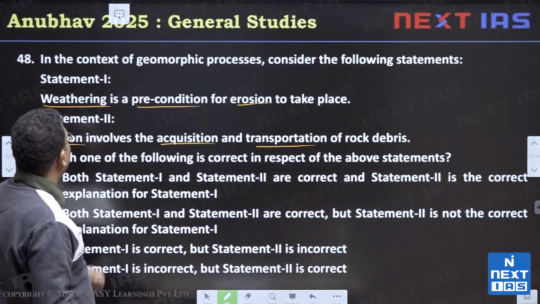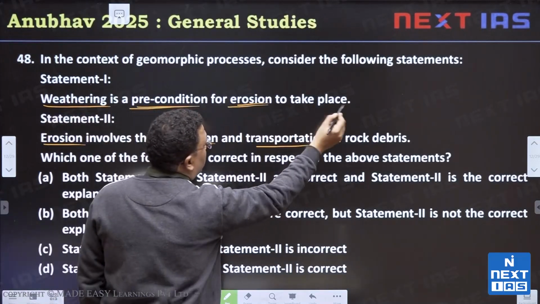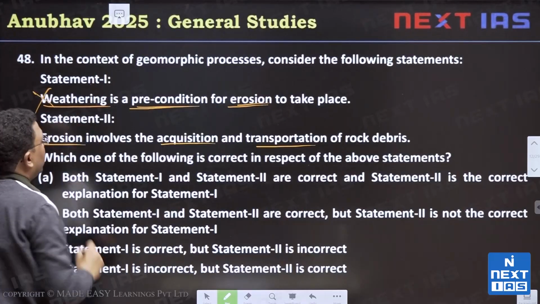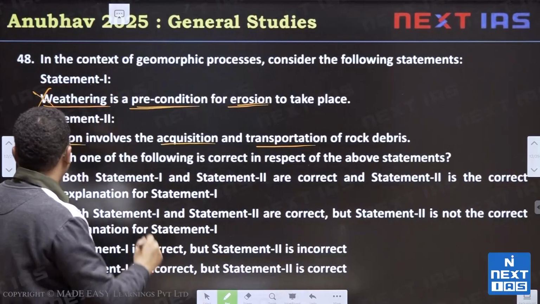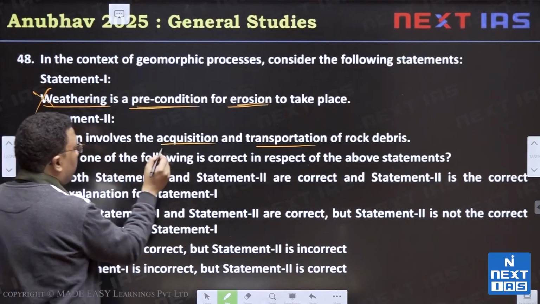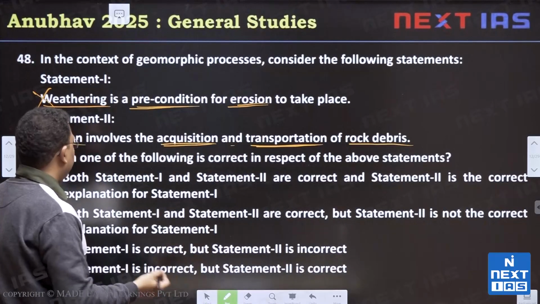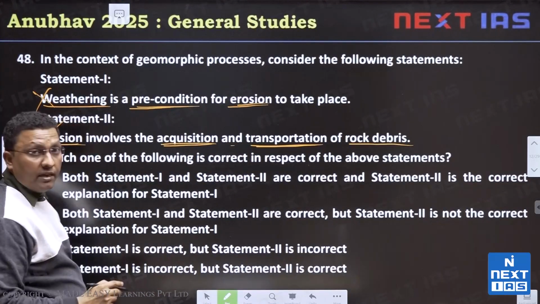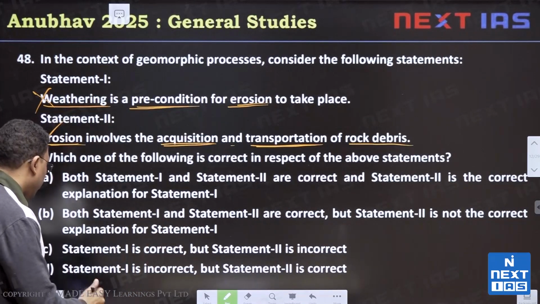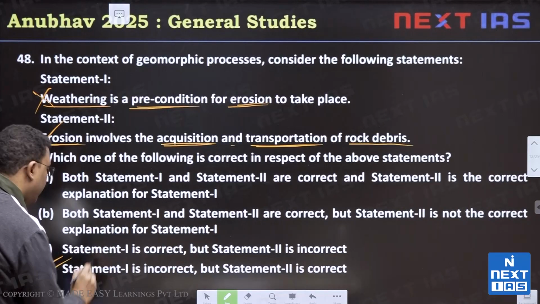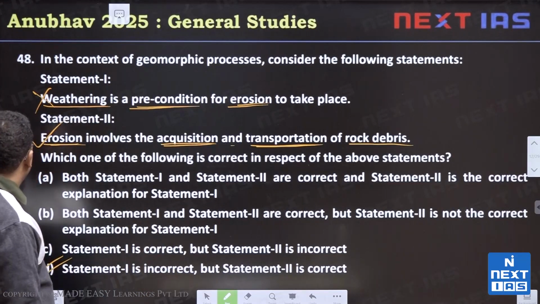Now let's come back to our question. The first statement says weathering is a precondition for erosion to take place. This is not correct. Erosion can happen independently of weathering. Second statement, erosion involves acquisition and transportation of rock debris. We have just seen that erosion involves an element of transportation, so this is correct. So the correct answer here will be D. Statement 1 is incorrect, but statement 2 is correct.